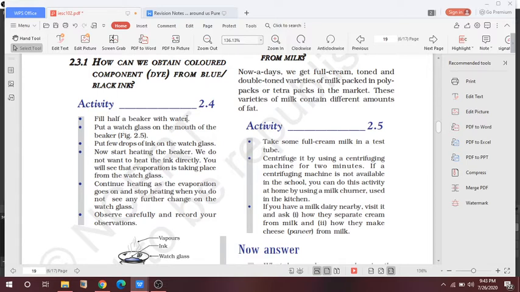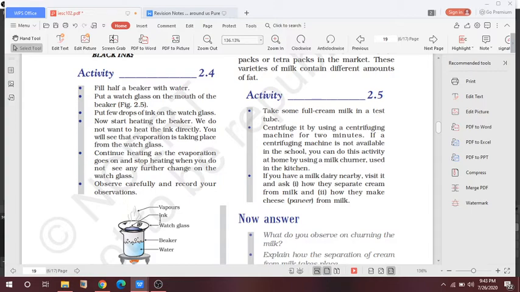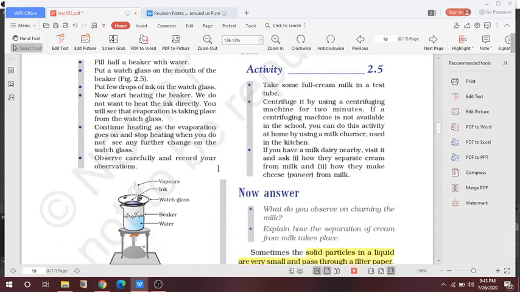Students, fill half a beaker with water, put a watch glass on the mouth of the beaker, and put a few drops of ink on the watch glass. Now start heating the beaker. We do not want to heat the ink directly. You will see that evaporation is taking place from the watch glass, and after some time the water gets evaporated from the ink and the dry ink is left behind in the watch glass.